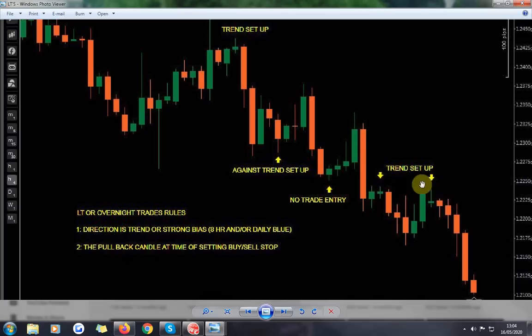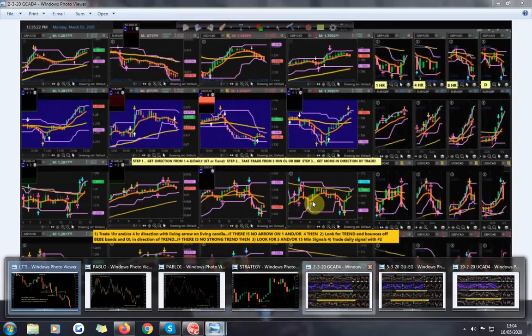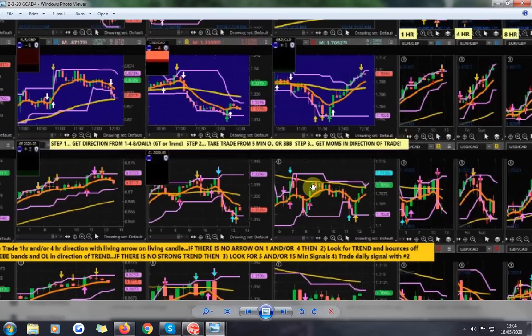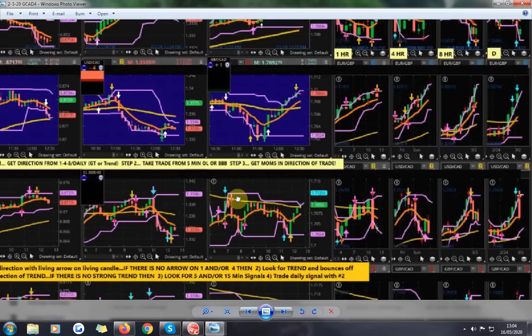Okay, again, the two trend trades there. But this is basically what it's all about, guys. Depending on what way you want to take it, you need the pullback candle. So I'm just going to give you a few examples of that on MT's charts. We're going to have a look over here.